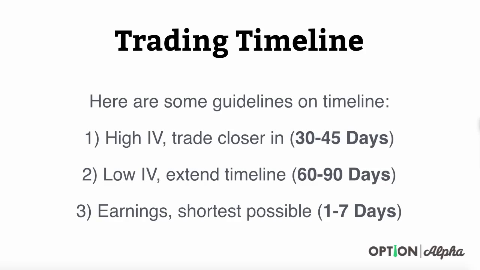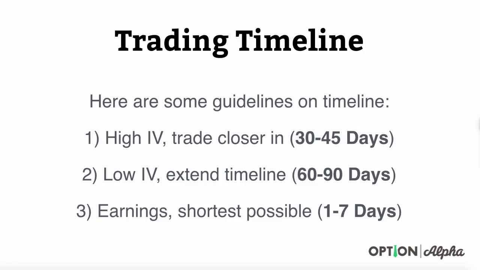Generally, what we like to do is that when implied volatility is high, we like to trade closer in, because we find that the high implied volatility makes option premiums very rich for stocks that are closer in. So we like to make trades about 30 to 45 days out, and ideally, we'd like to be somewhere in that range. Anything closer than that, and maybe we'll consider how good the trade really is.